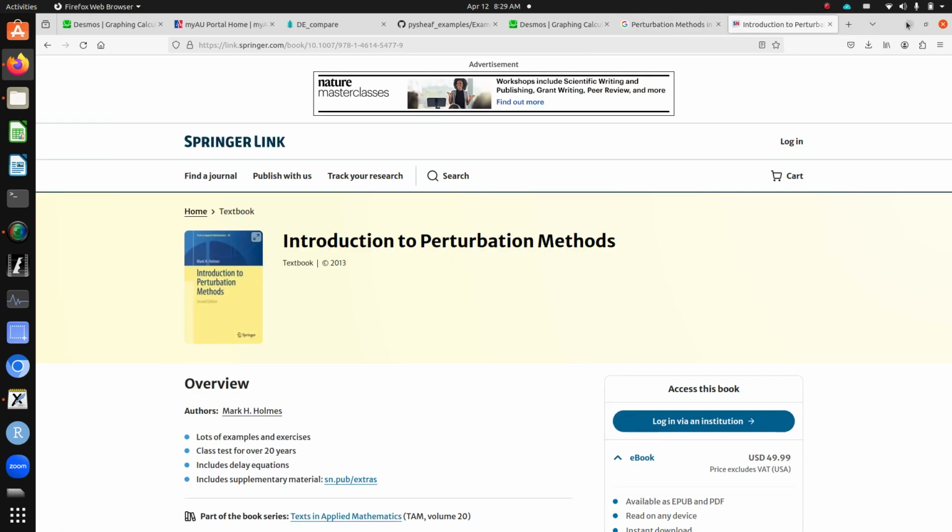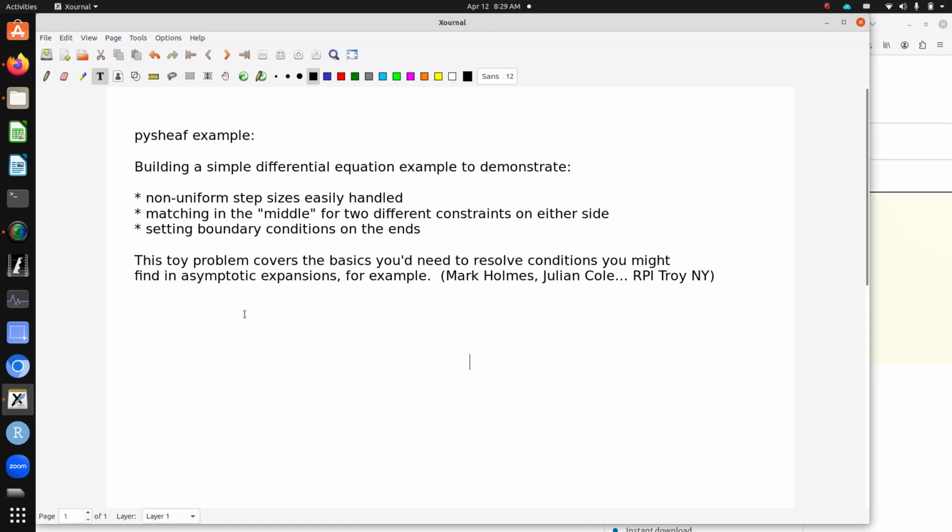He's written a ton of stuff, and here's Mark Holmes, same type of thing. So the idea behind this example is, I want to give you a toy problem that has a lot of those same attributes in it. This toy problem is going to show you how non-uniform step sizes can be easily handled with sheaves, and matching in the middle for two different constraints on either side.